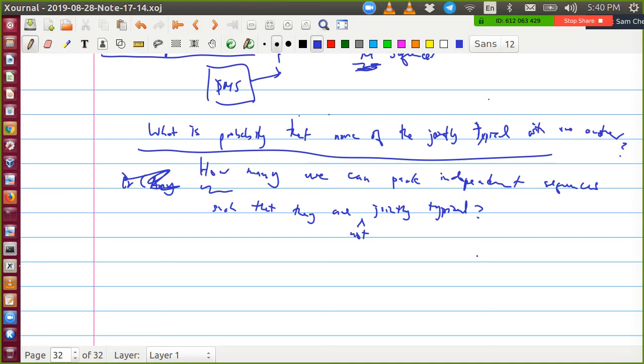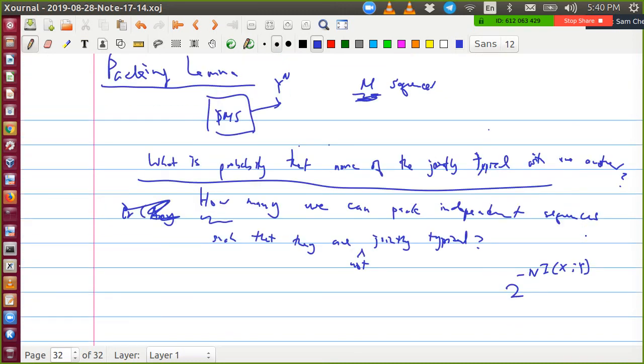So we know that if we just pick two sequences, it would be 2 to the minus n I(X;Y), something like x, xy, stuff like that. That is jointly typical. Wait, maybe I was wrong about the setup. Sorry, I was wrong with the setup.